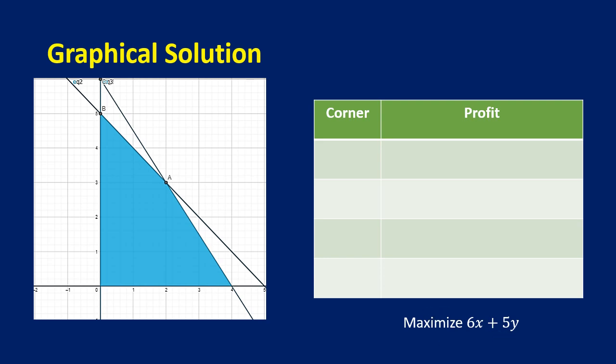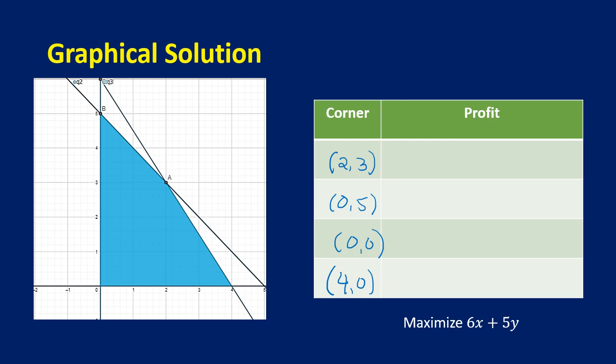Let me just write down my corner points. First, A is (2, 3), B is (0, 5). Of course, you have (0, 0), and then you have (4, 0).